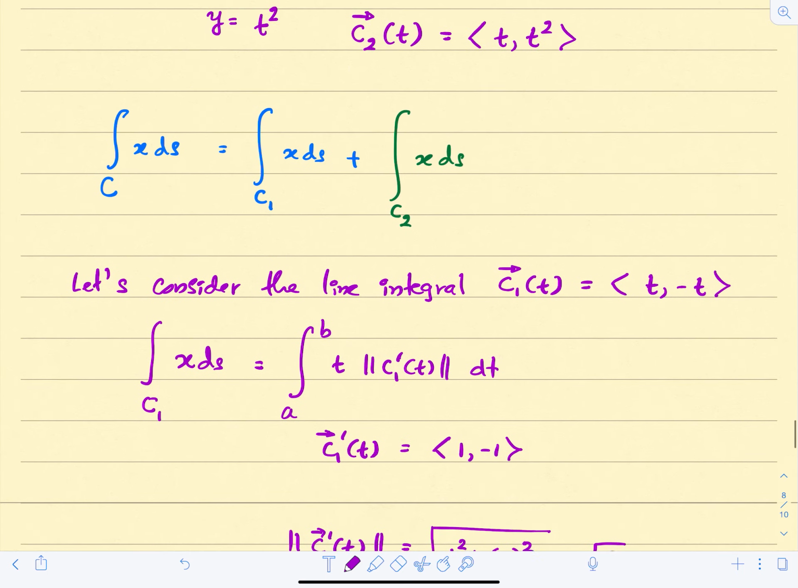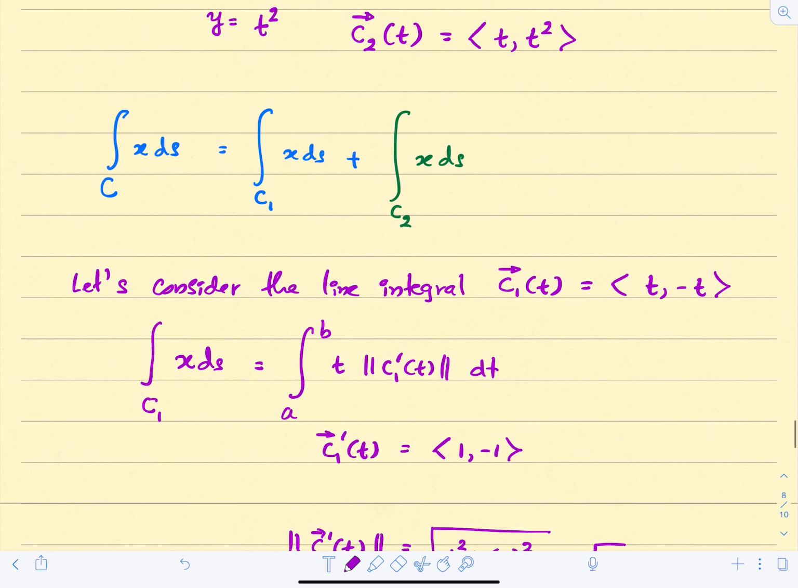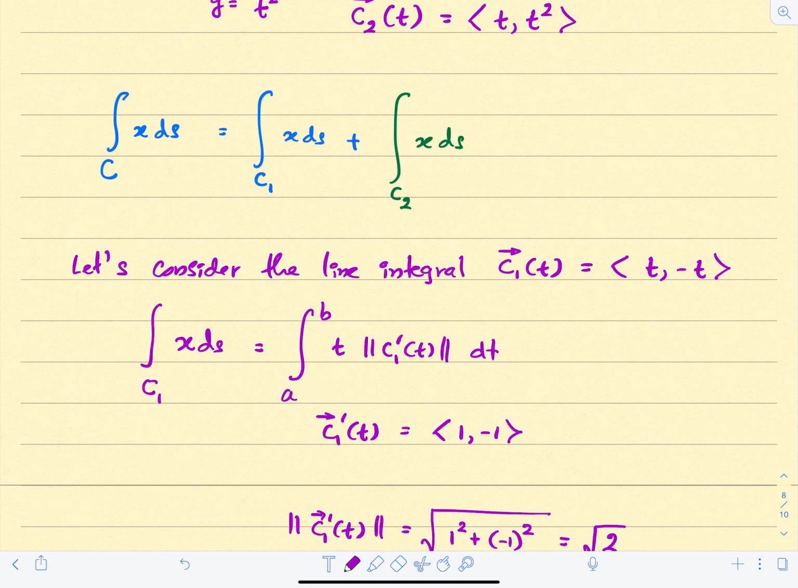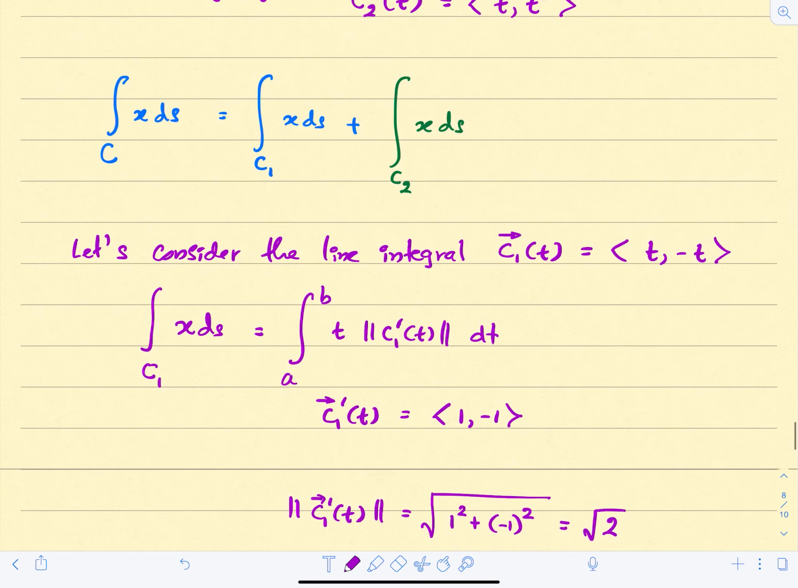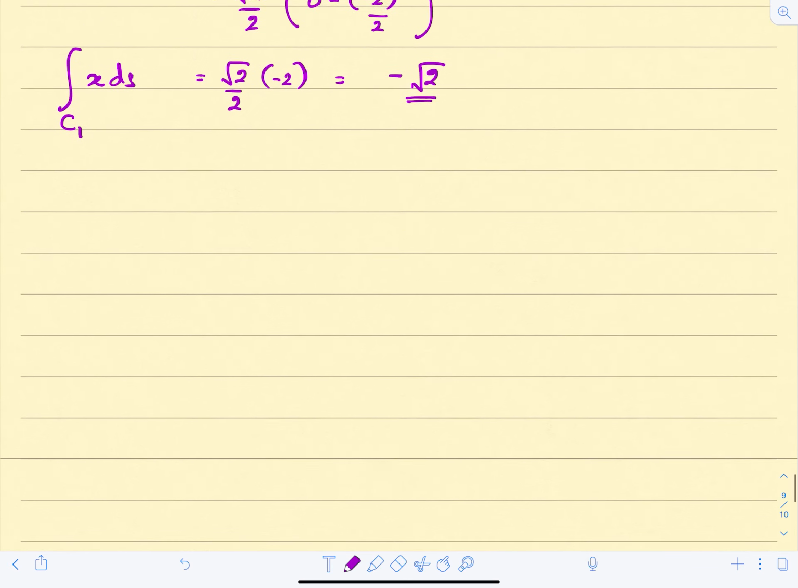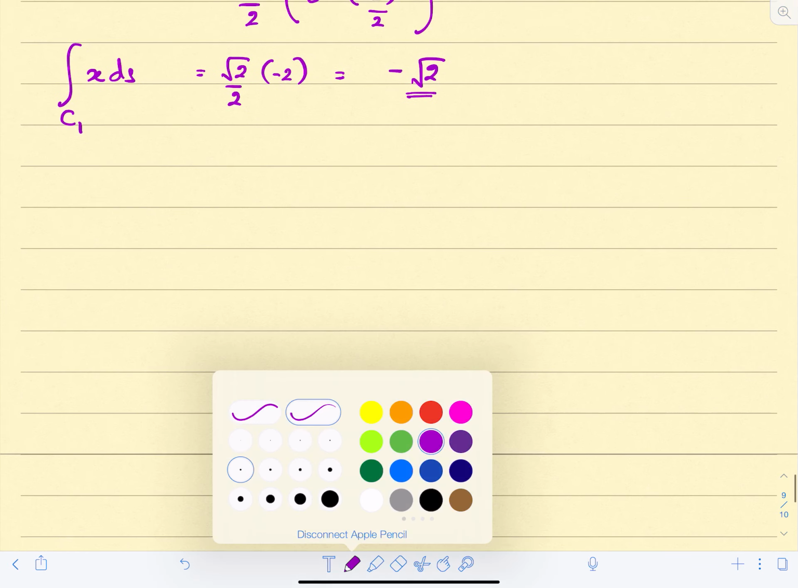Okay, now let's consider the second line integral. So now we are going to consider the second line integral.